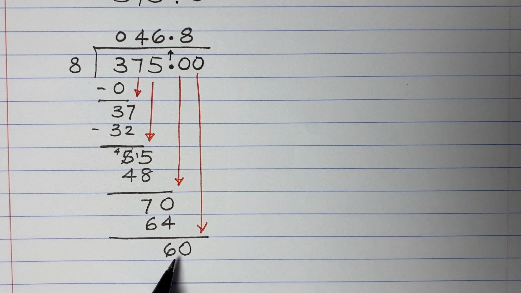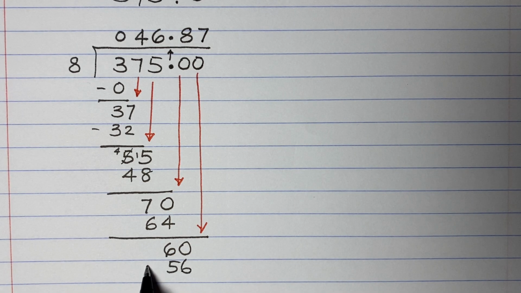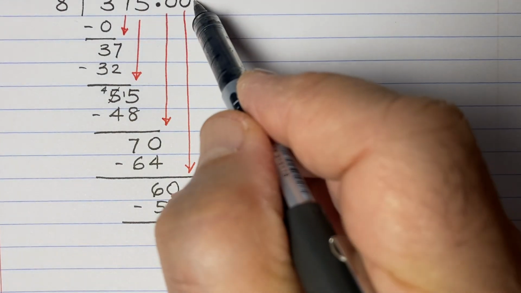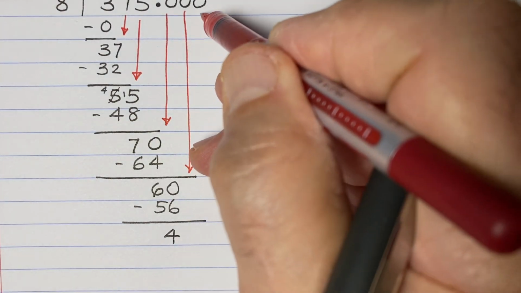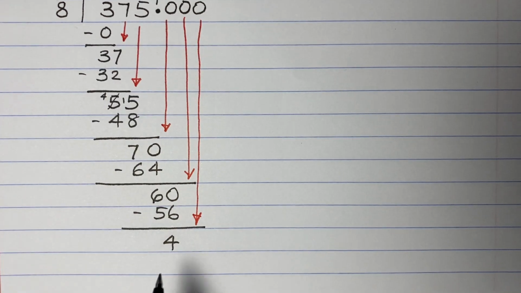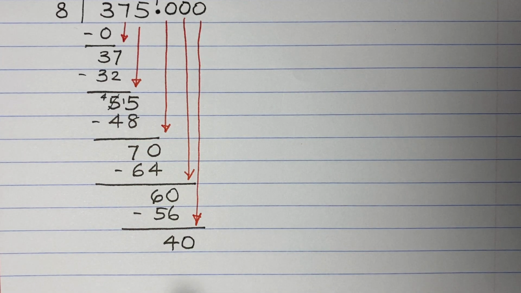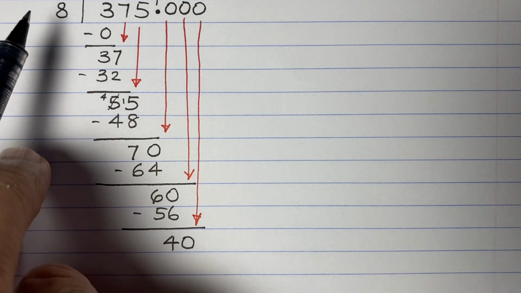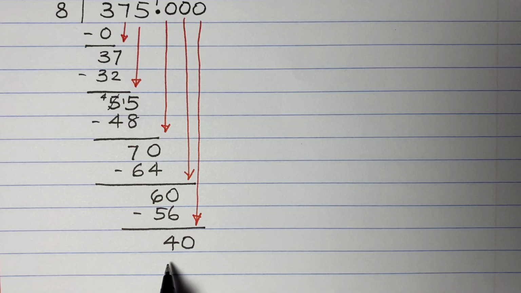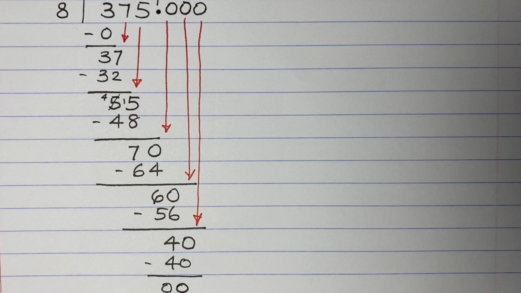8 into 60 goes 7 times. 7 8s are 56. Take away, we have 4 left. Another 0. We can do as many zeros as we like, since we have a point in the question. My new number with the digit of 0 makes 40 now. 8 into 40 goes 5 times. 5 times 8, 40. Take away, and that's 0.